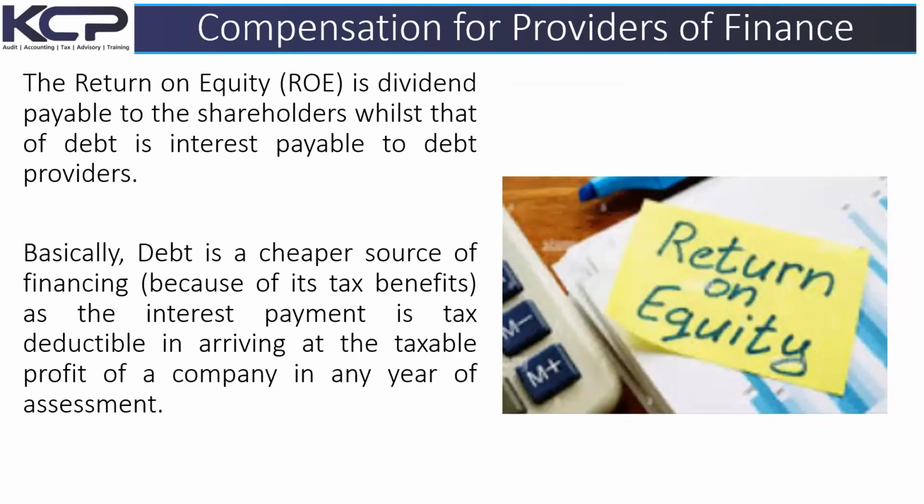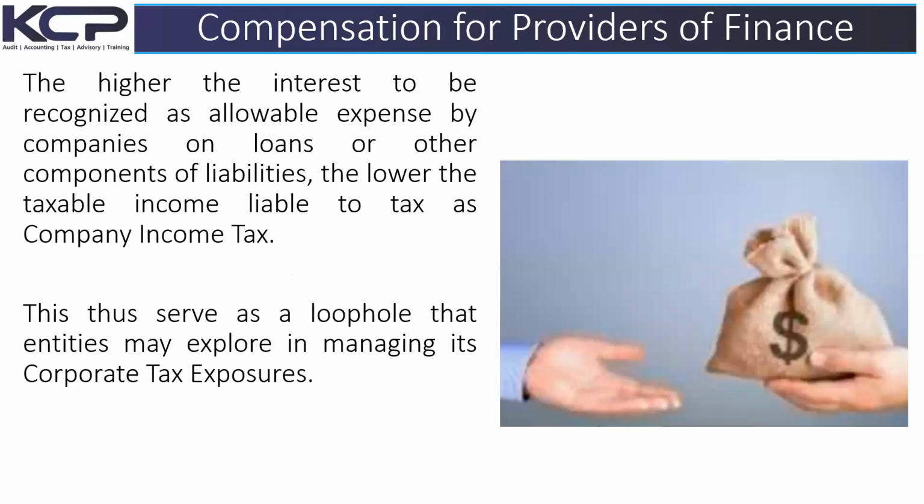Then we're able to speak to the expected returns that these finance providers are expecting. The equity providers are expecting dividends. The debt providers are expecting one form of interest or the other. Then we now address what happens if the providers of this debt are somehow related to the company? It means the interest rate they have fixed on the debt may not be at arm's length.